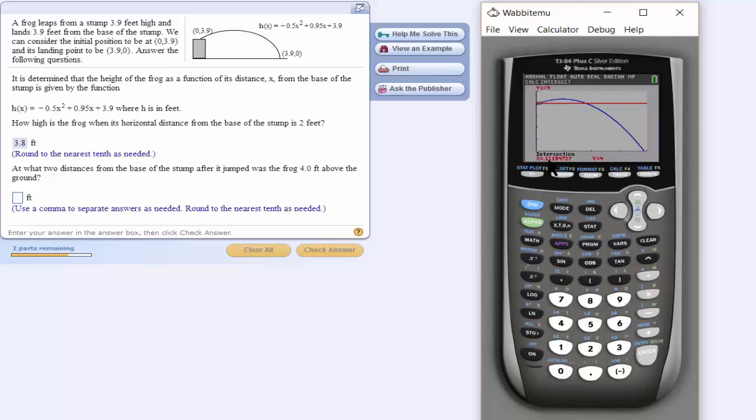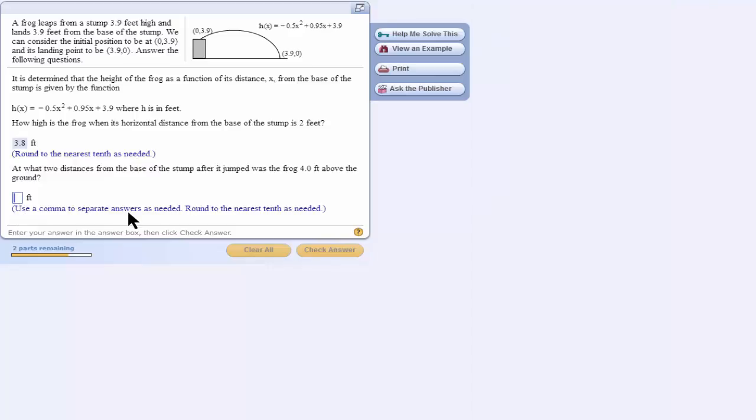So let's see how many places we should round to. Use a comma to separate answers as needed. Round to the nearest tenth as needed. That's one decimal place. So I'm going to let x equal 0.1. That'll be my first guess. And then a comma.